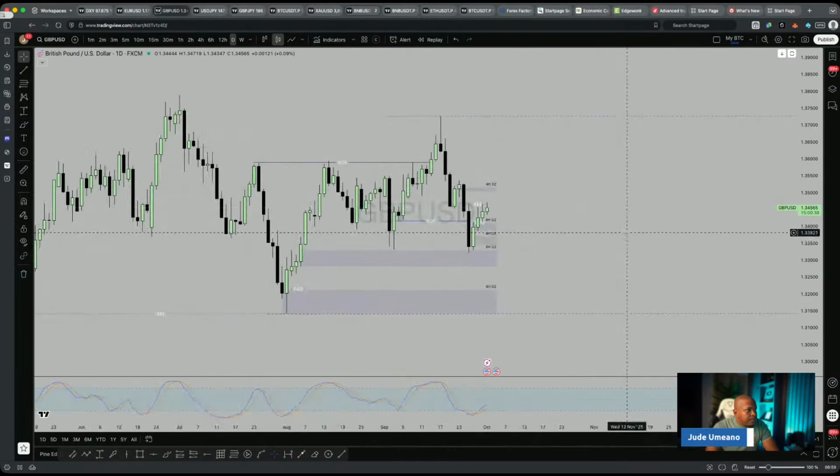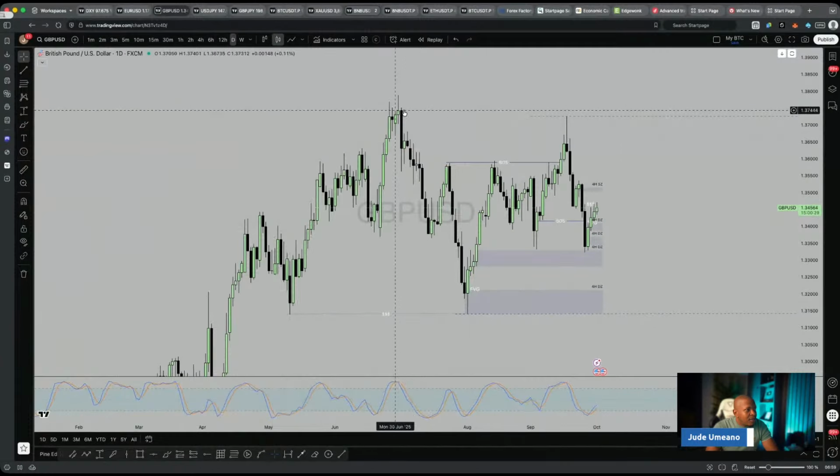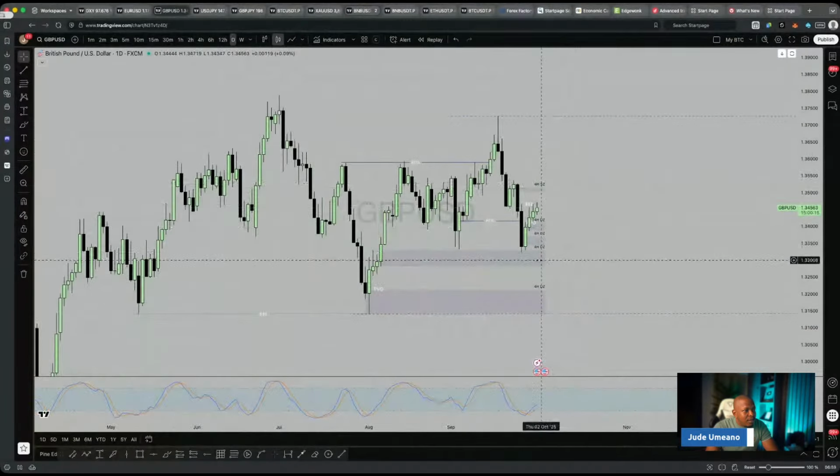All right. So here we have a break to the upside, and we did tap into this particular zone. This particular zone is a supply zone here. We had a break to the downside here, formed equal lows, then came all the way up, tapped into this zone, and came here, took liquidity into this particular order block.